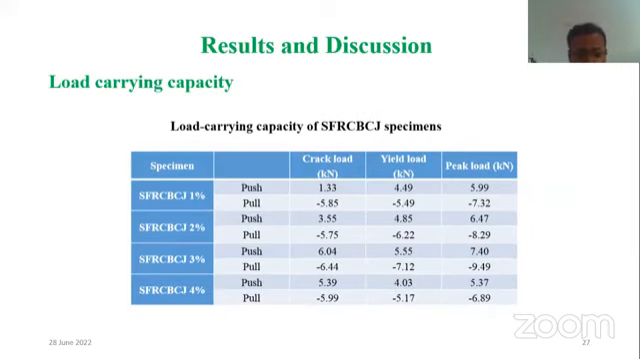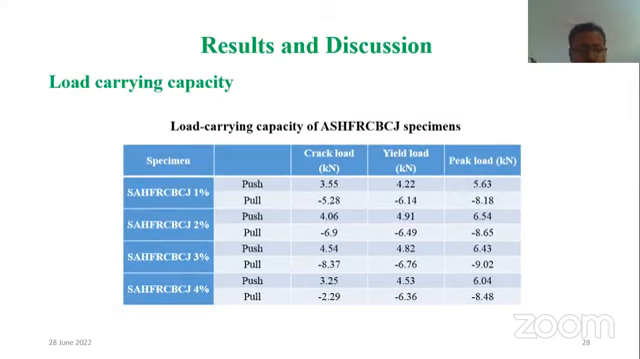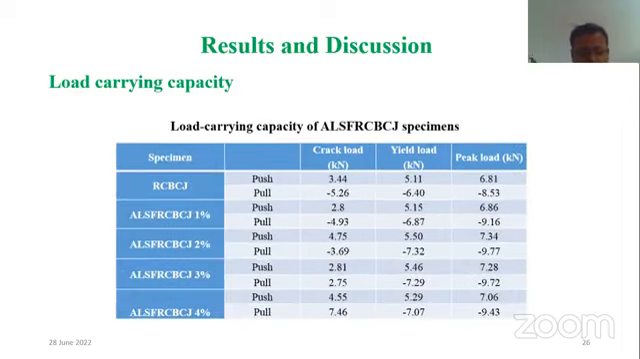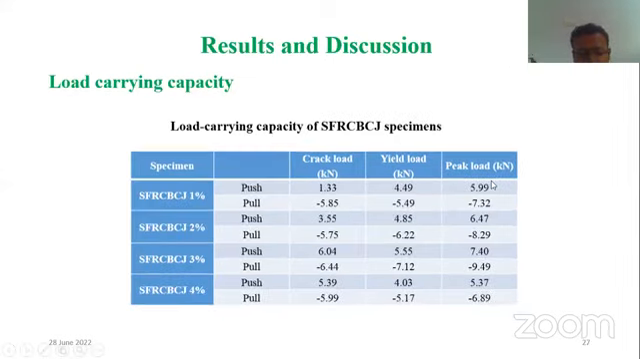Steel fiber reinforced concrete beam column joint 1 to 4%, and steel areca hybrid fiber reinforced concrete beam column joint for different percentages of fiber. Previously we also have seen the reinforced concrete beam column joint without fiber. So in all cases, we have observed that the maximum load carrying capacity is occurring in case of steel fiber reinforced concrete beam column joint.